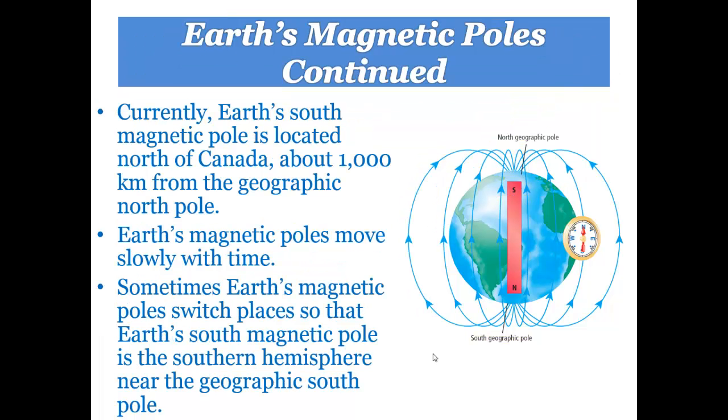So currently the Earth's south magnetic pole is located about 1,000 kilometers from the geographic North Pole, and sometimes it moves slowly, and sometimes they can even switch places, which gets a little confusing, but for right now we're going to know that this is what occurs.